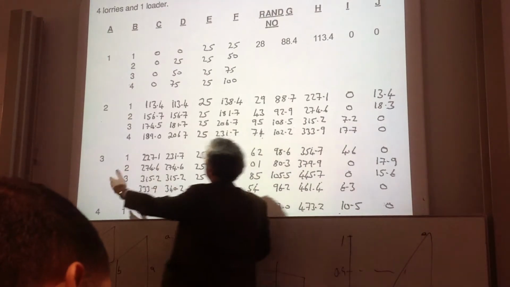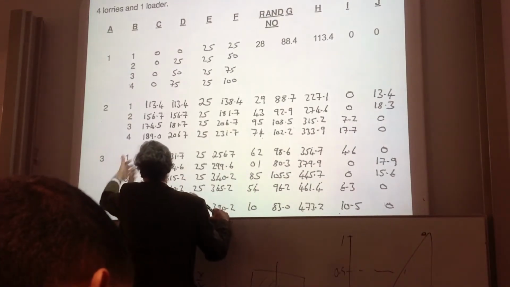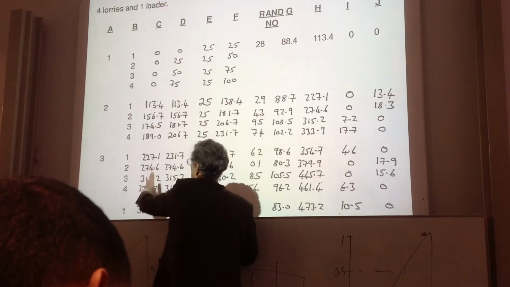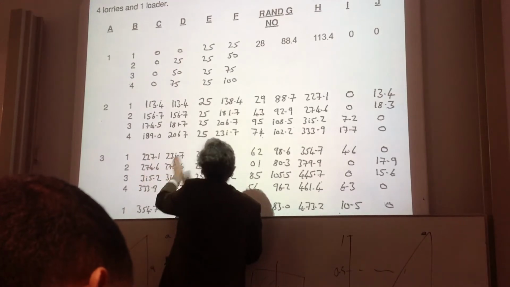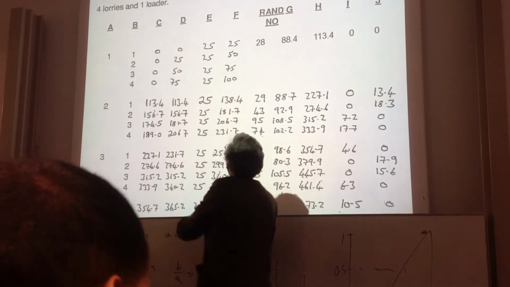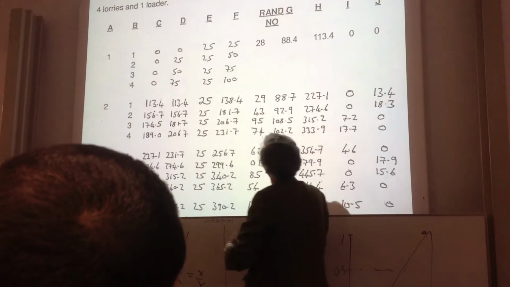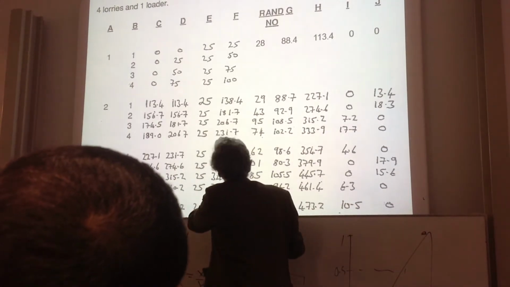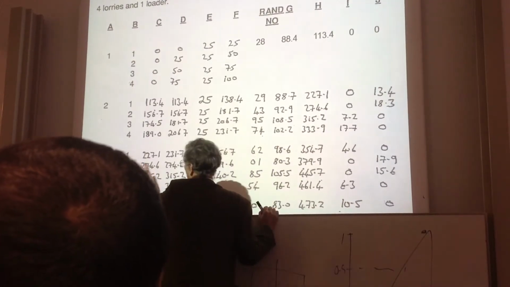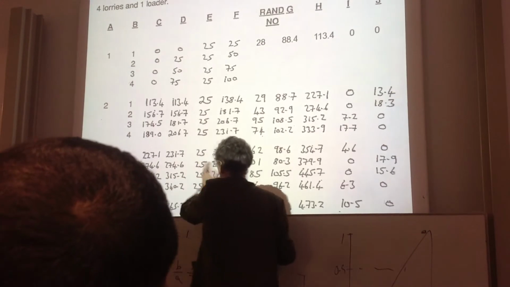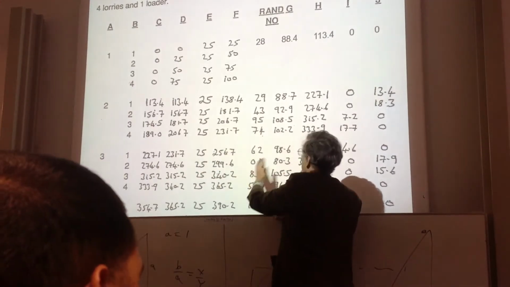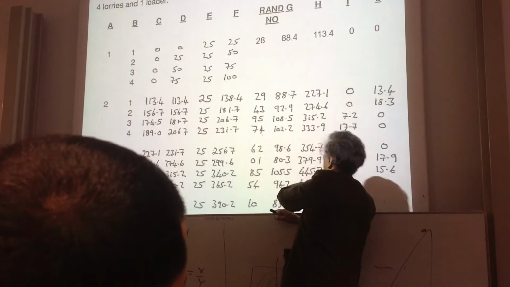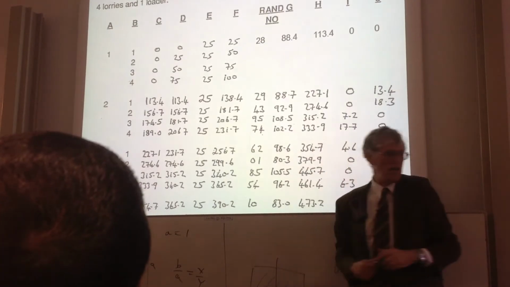Cycle number 1, vehicles 1, 2, 3, 4, start loading, load time, finish loading. Arrive at loader, start loading, load time, finish loading, random number, travel time, arrive back at loader, etc.